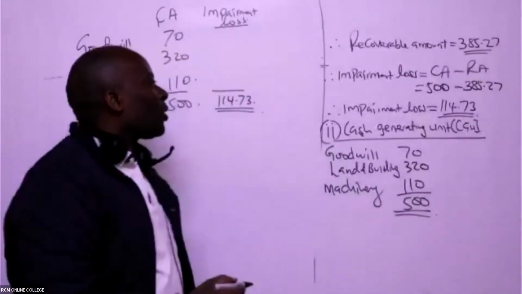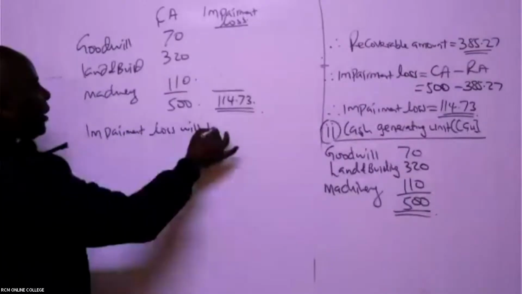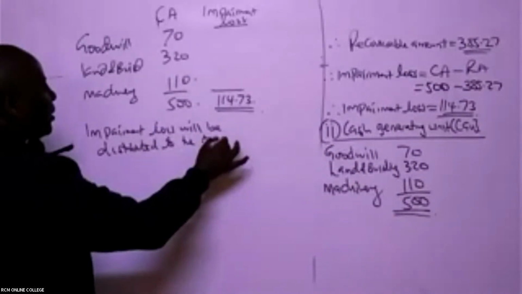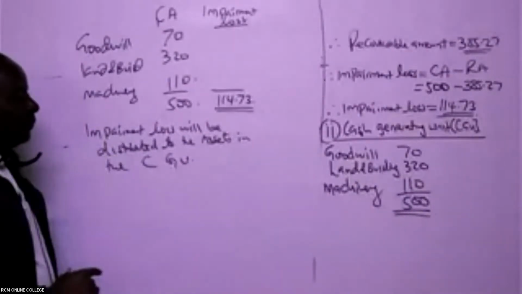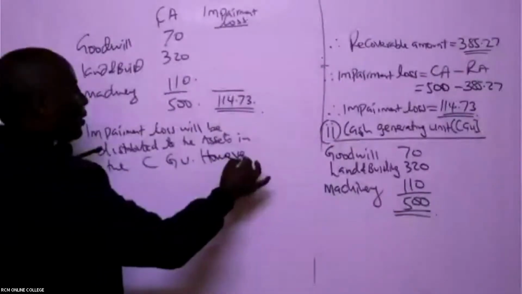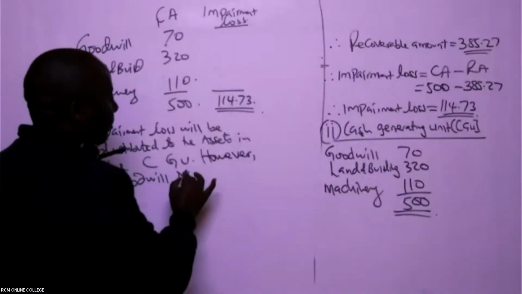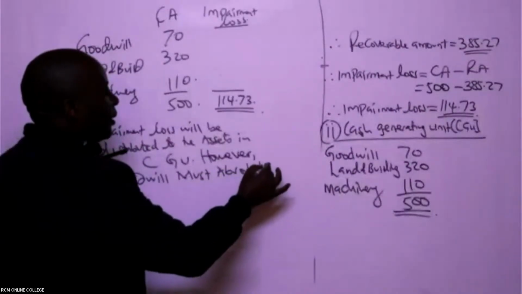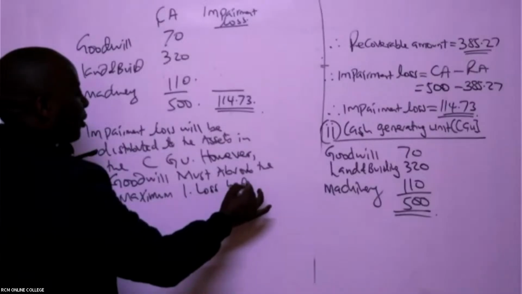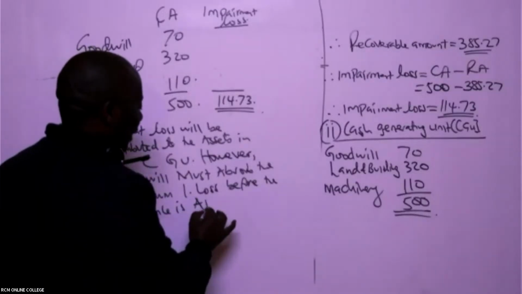So remember now, this impairment loss must be distributed to the assets in the CGU, the cash generating unit. However, remember, this is very, very important, that goodwill must absorb the maximum impairment loss before the balance is apportioned to the other assets.